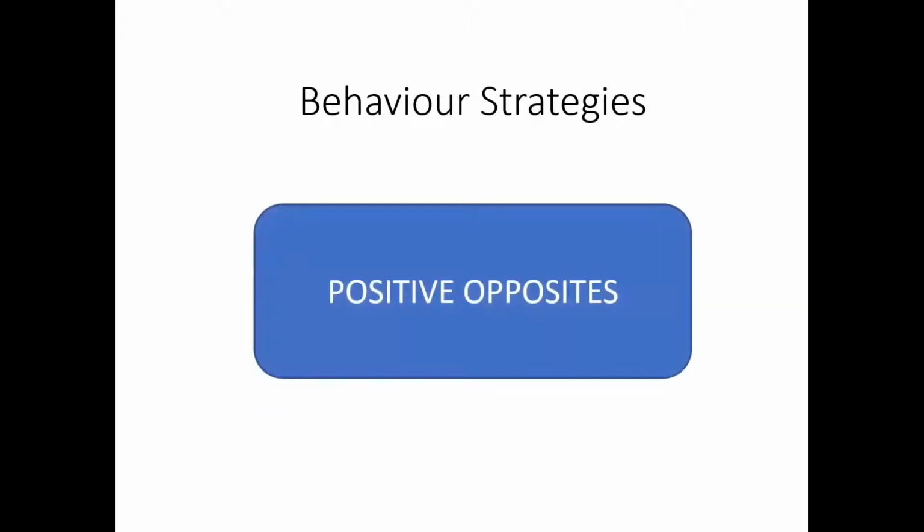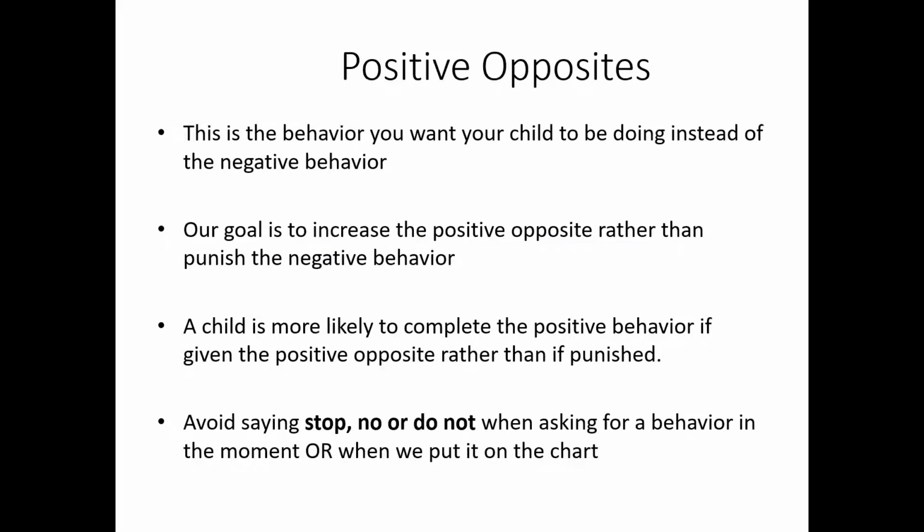So next we're going to move into behavior strategies. The first strategy that we're going to talk about is using positive opposites. So what is positive opposites? This is the behavior that you want your child to be doing instead of the negative behavior. Our goal is to increase the positive opposite rather than to punish the negative behavior.